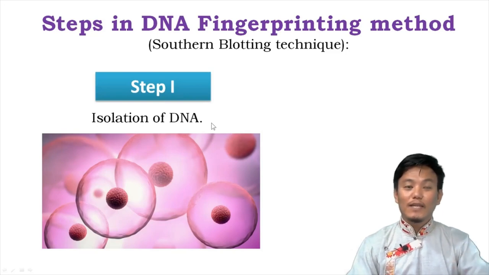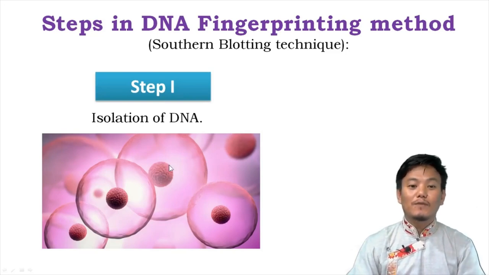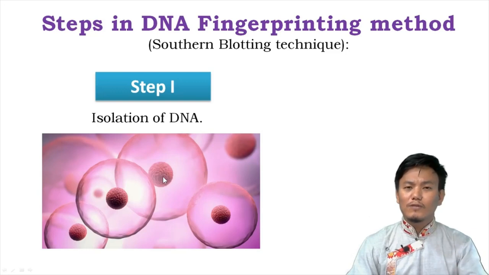Right? Just like in Human Genome Project, first, we need to isolate the DNA from the cell by first removing the cell membrane. Then we have to remove the nuclear membrane. Then we have to remove the impurities, like other biomolecules like proteins and RNAs, which should be removed.